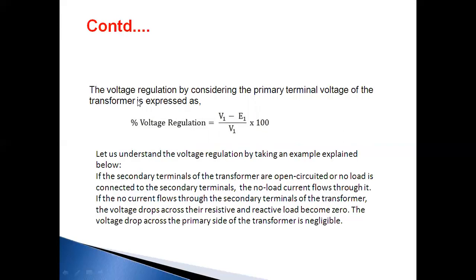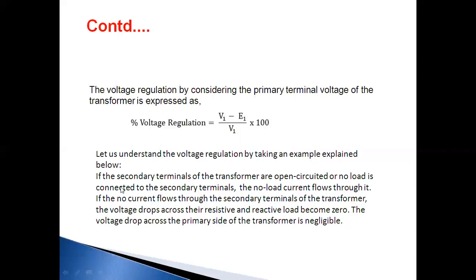So the voltage regulation by considering the primary terminal voltage of the transformer is, if I consider the primary terminal voltage, it will be expressed in percentages as (V1 minus V1') by V1 into 100. So let us take an example in order to understand this, the primary side voltage regulation.